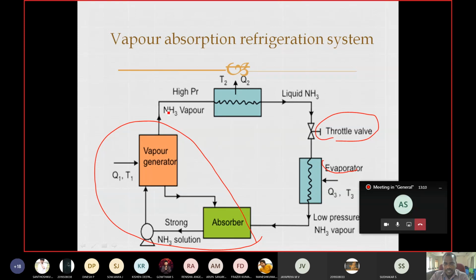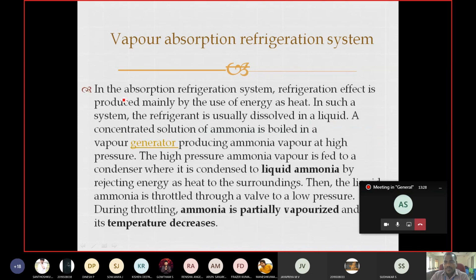Right. So the working refrigerant in this vapor absorption refrigeration system is ammonia. So ammonia can be in different forms like vapor, then subcooled liquid. So in the absorption refrigeration system, refrigeration effect is produced mainly by the use of energy as heat that we discussed. In such a system, the refrigerant is usually dissolved in a liquid. So ammonia here is dissolved in liquid. A concentrated solution of ammonia is boiled in a vapor generator producing ammonia vapor at a high pressure.